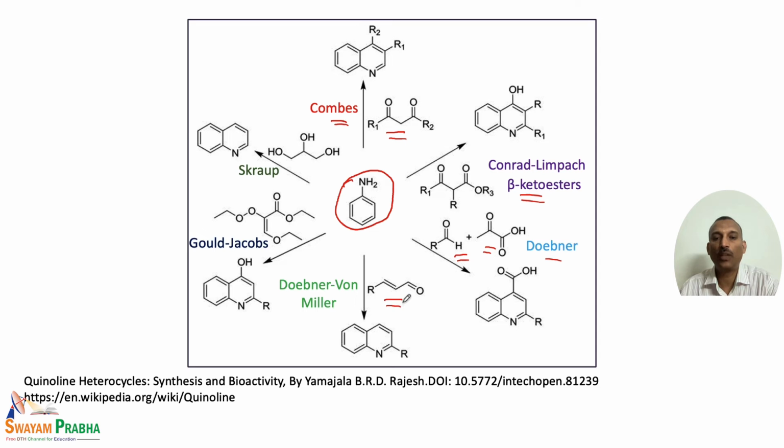And if we use an alpha,beta-unsaturated compound, especially acrolein or a similar derivative, that is a Doebner-Miller reaction. And in the Skraup synthesis we are not using the alpha,beta-unsaturated compound directly, but we are using the corresponding glycerol to prepare the alpha,beta-unsaturated compound in situ. That method is called the Skraup method, and the Gould-Jacobs method also can be used to convert anilines to the corresponding quinolines.